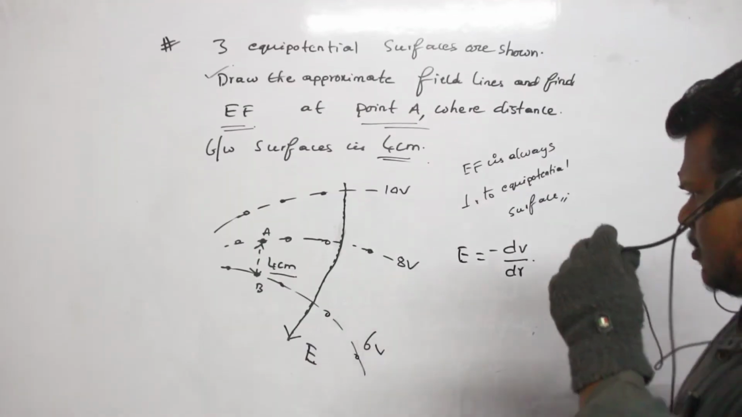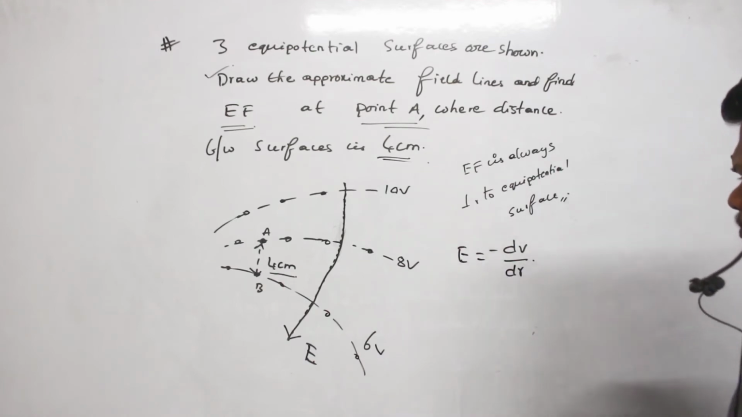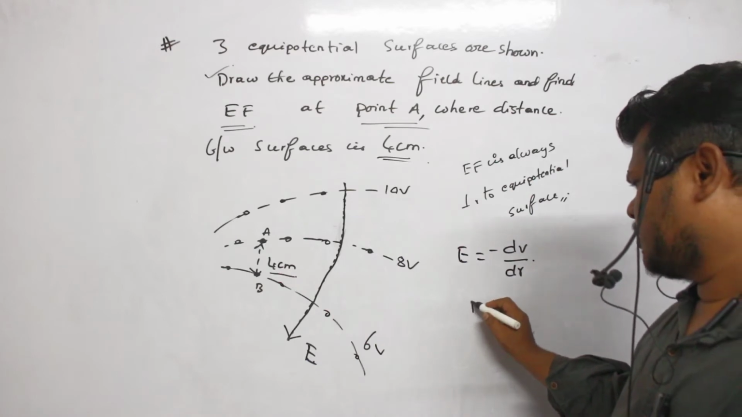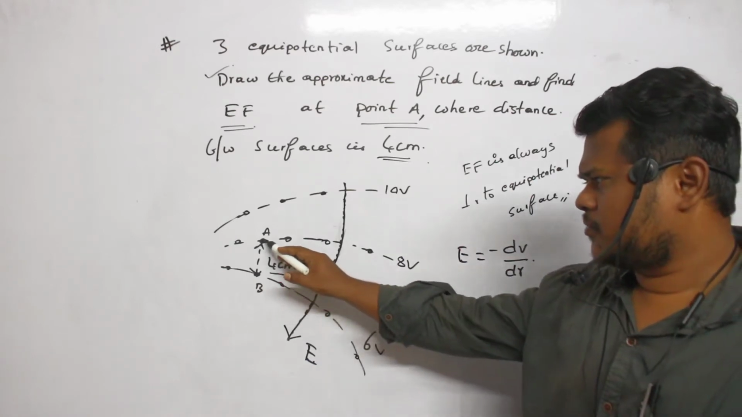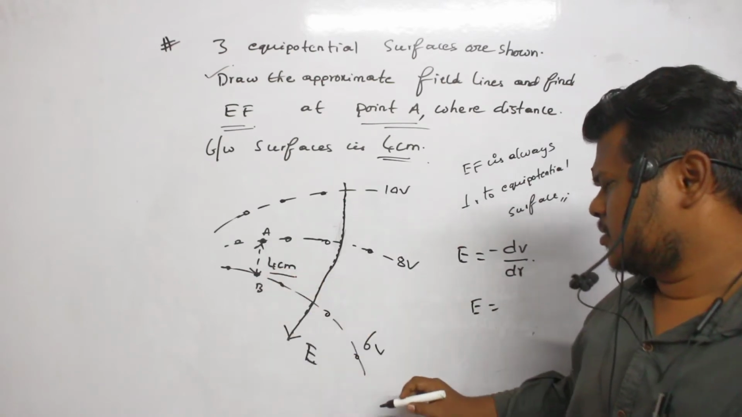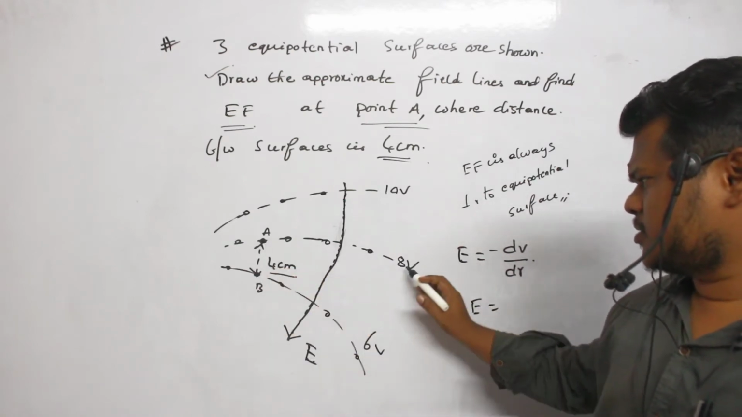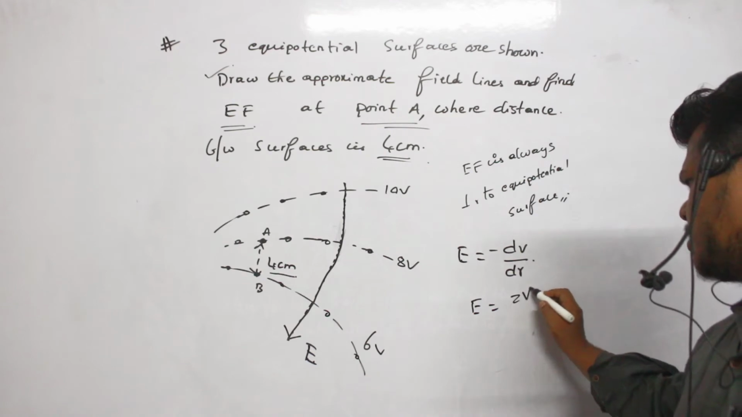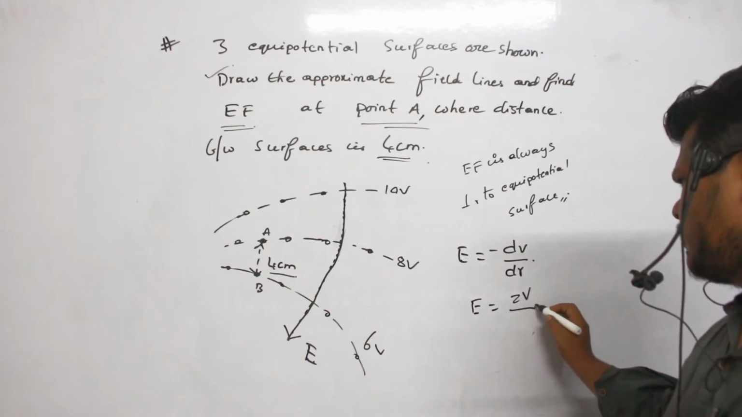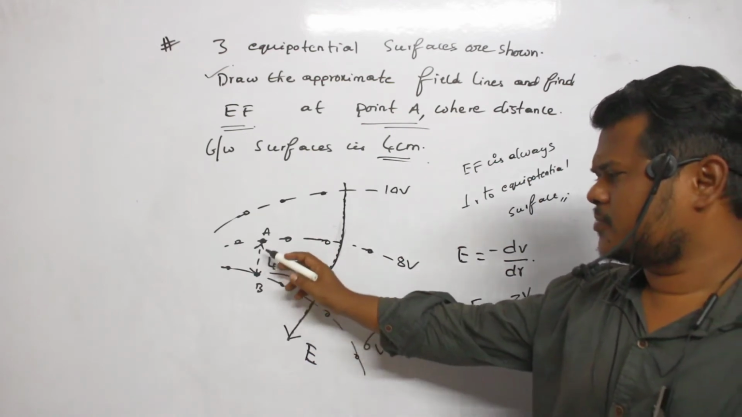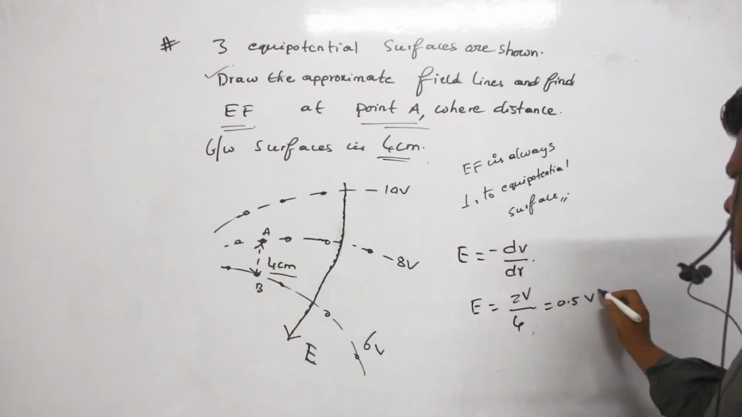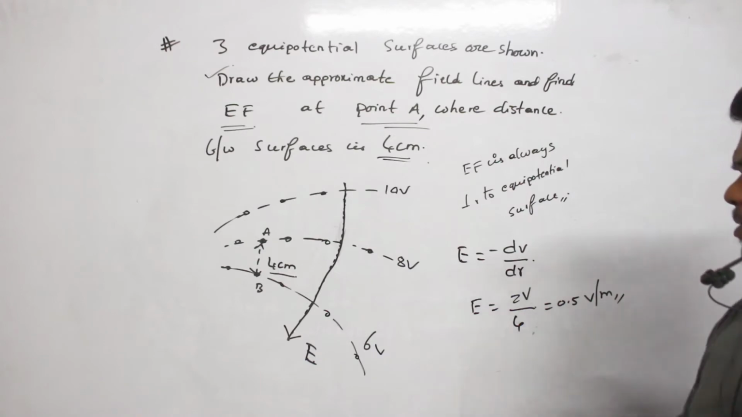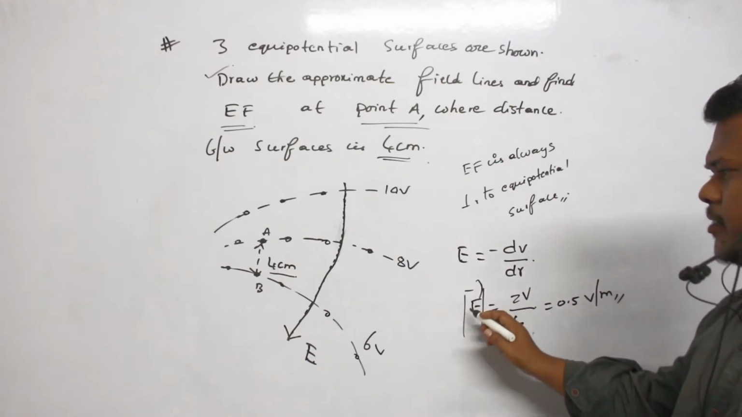Okay. So therefore, E is equal to minus dV divided by dr. Clear? So if I calculate the magnitude of electric field, what is the change in potential from this point to this point? The change in potential is between 6 and 8. 2 volts is the change in potential. So 2 divided by the distance, how much? The distance between them is 4 centimeters. So 0.5 volts per centimeter. This will be the magnitude of electric field at this point.